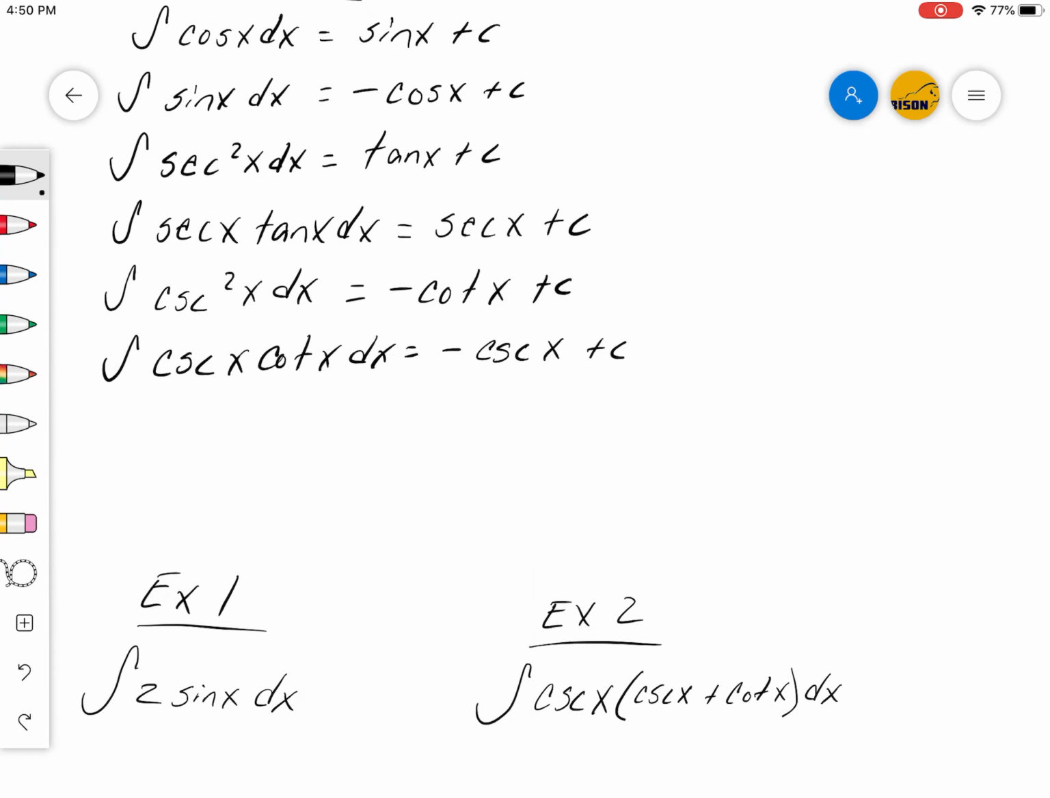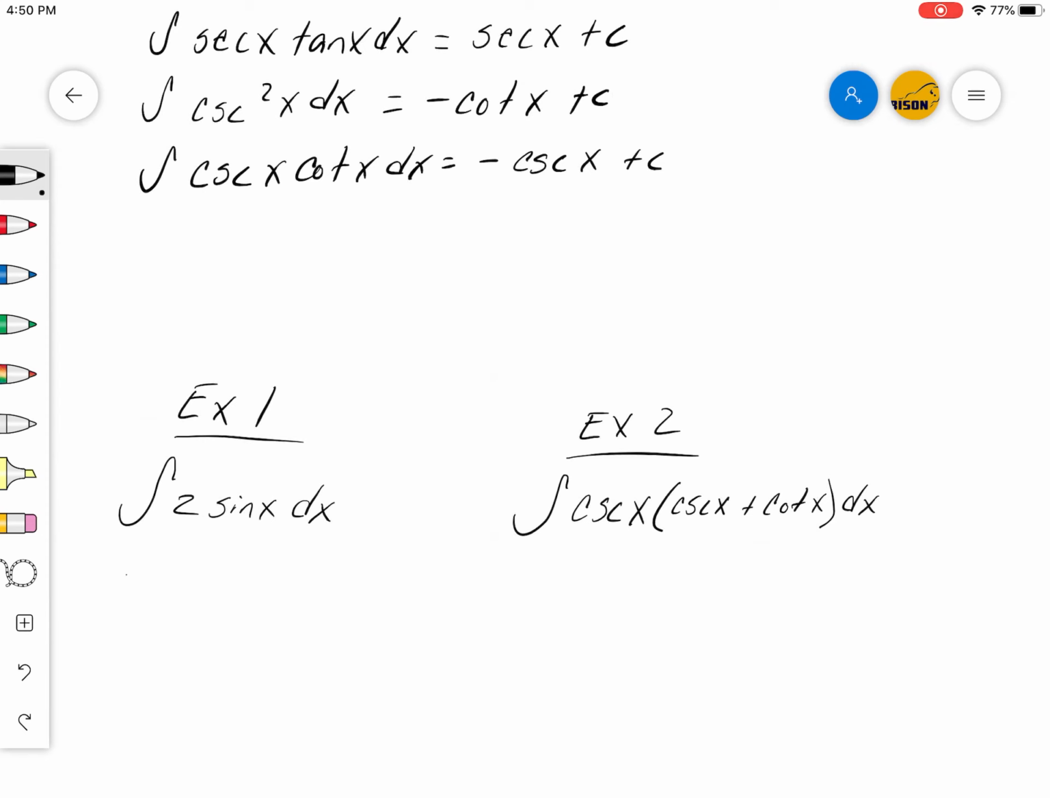So example one, for instance, if I wanted to integrate 2 sine of x. We talked about it yesterday that 2 is really just along for the ride on this. It's very similar to deriving. This was the third rule that we would have had yesterday. 2 can really just sit out front. So what we're really doing here is taking 2 times the integral of sine x dx.